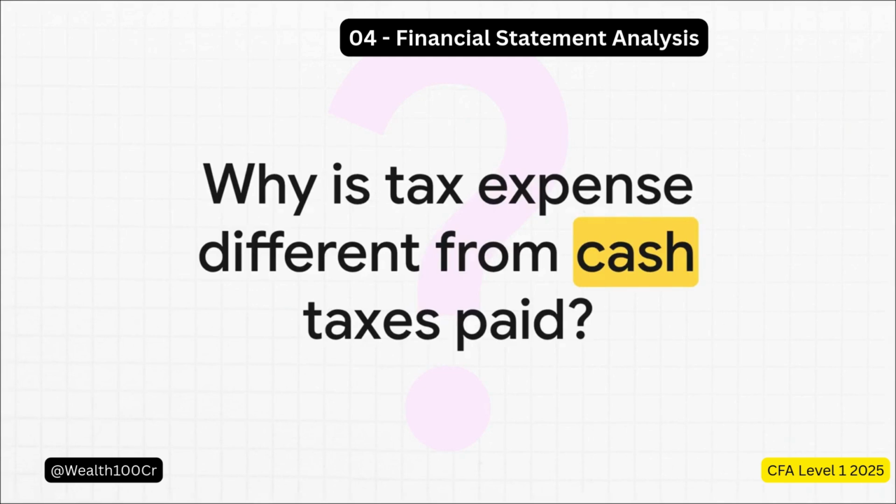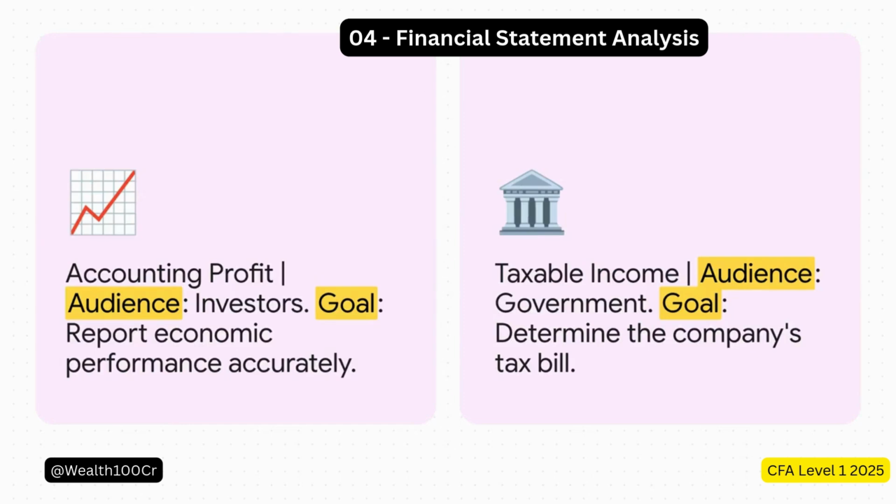Okay. So let's start with the big question, the central puzzle you have to solve as an analyst. You look at an income statement, you see a line for tax expense, and you think, okay, that's what they paid the government, right? Well, wrong. Almost never. That number is rarely the actual cash that left the company's bank account. And your job, what we're here to learn, is to figure out why and what that difference is really telling you about the company.